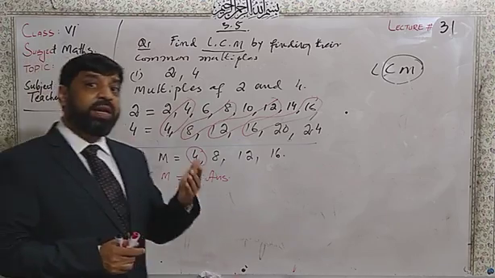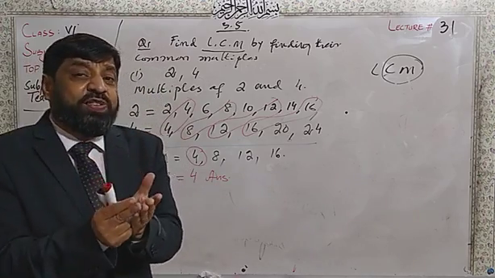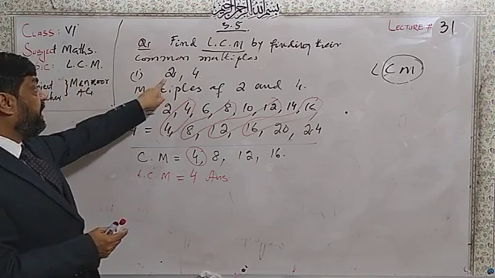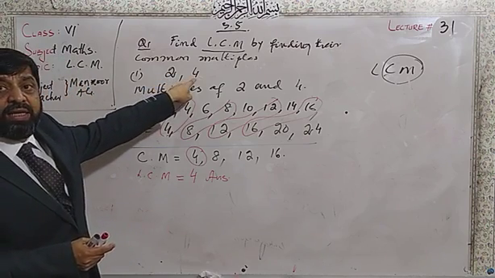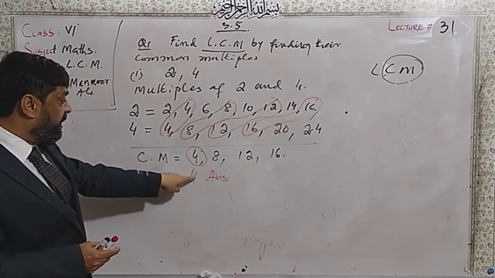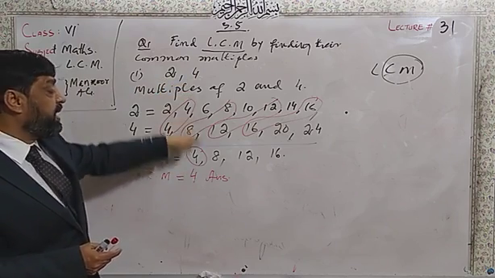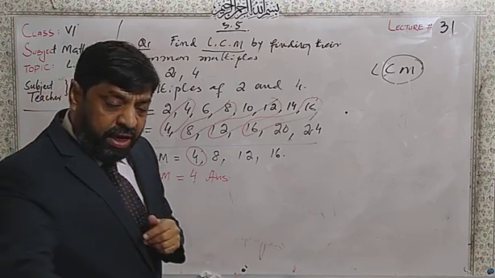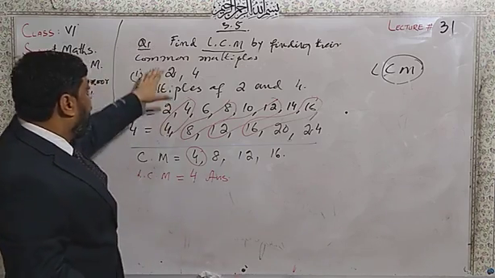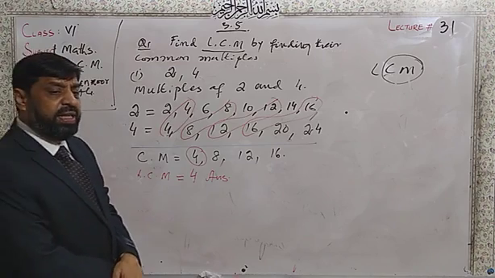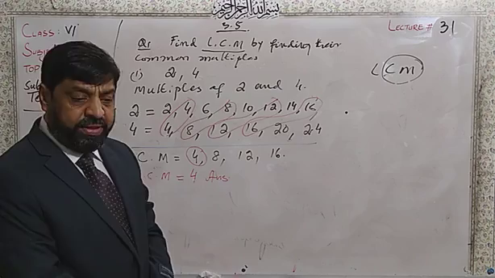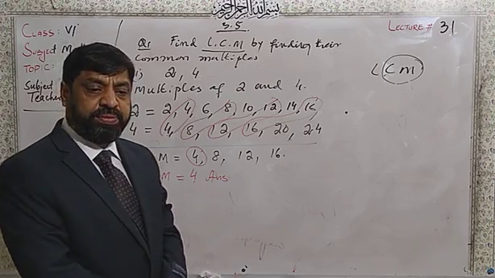Now, what does LCM mean? LCM is a specific or particular value that can be divided by the given numbers 2 and 4. 2 can divide the 4 two times, 4 can divide the 4 one time. Now, after all, first question: find the LCM by finding their common multiples.